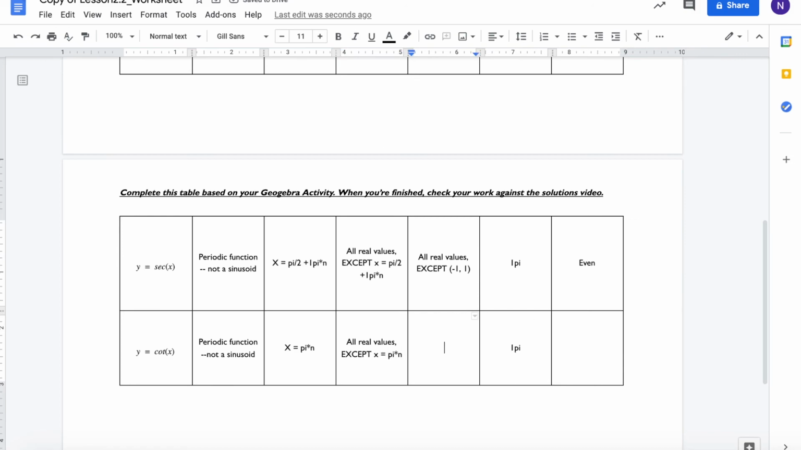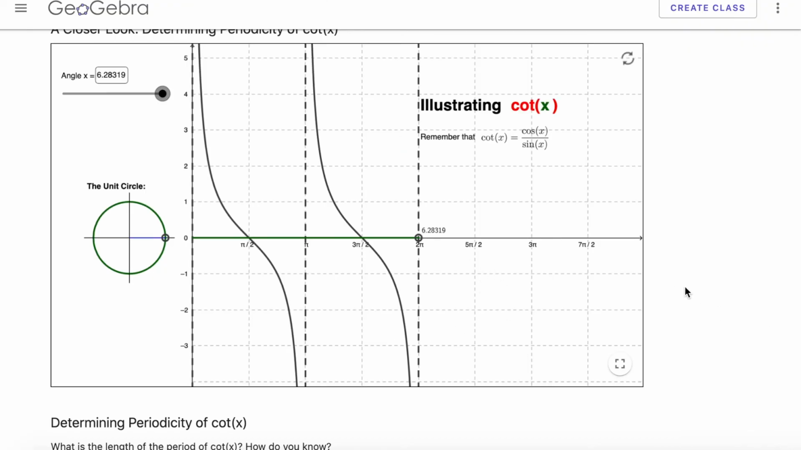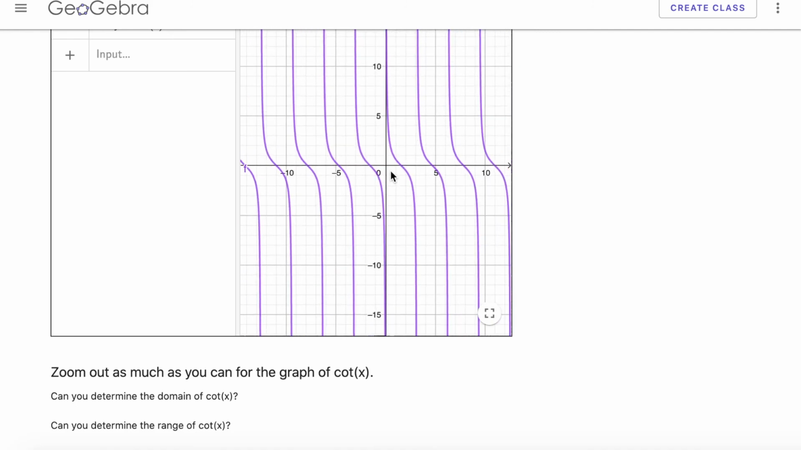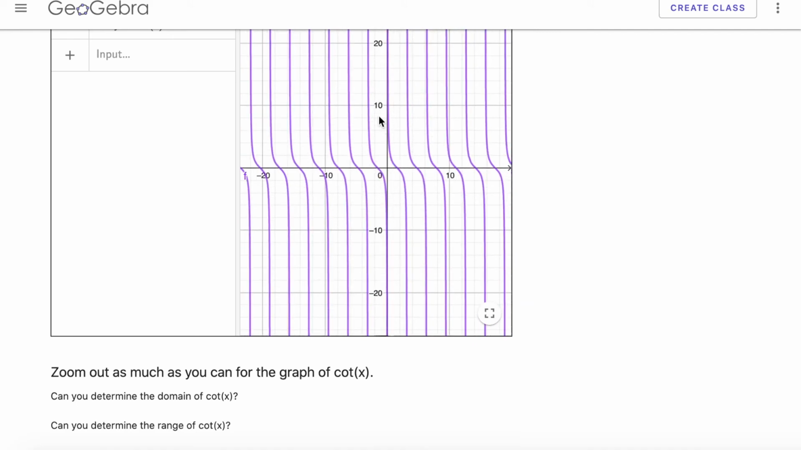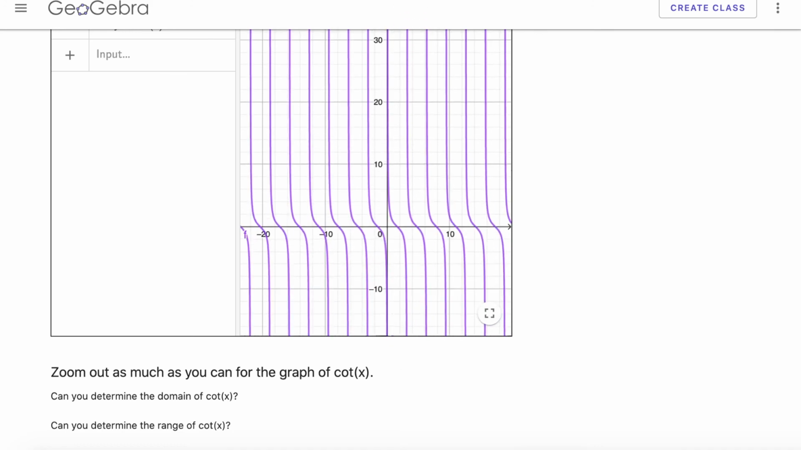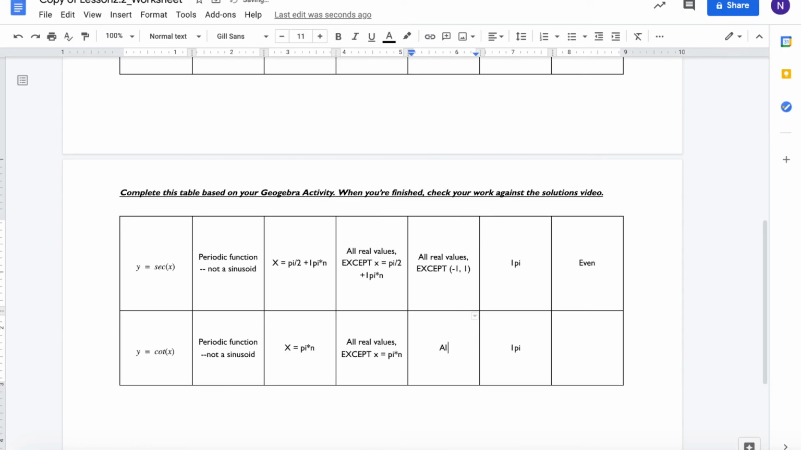Great. And then if I zoom out a little bit, let me go to my graph. If I zoom out, it seemingly exists at all real values, going to the negative and going to the positive. So I'm going to say all real values.